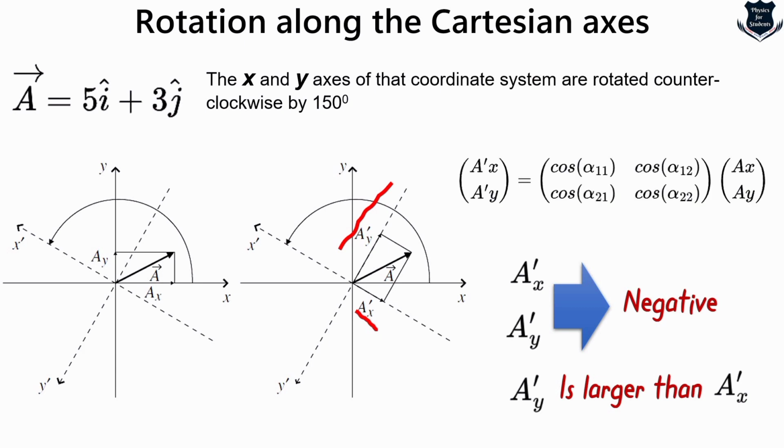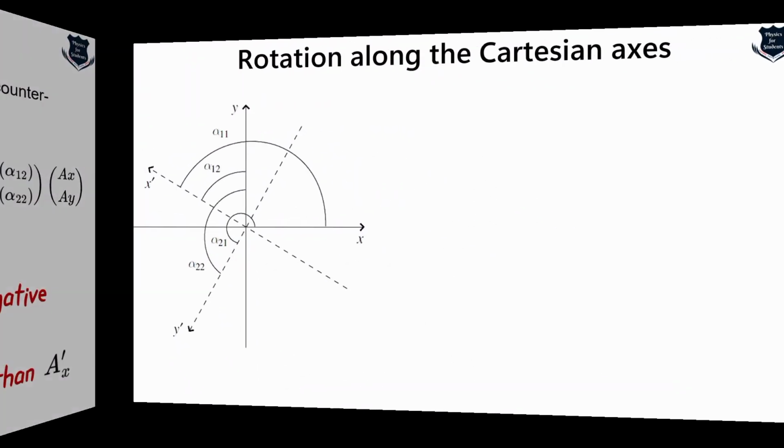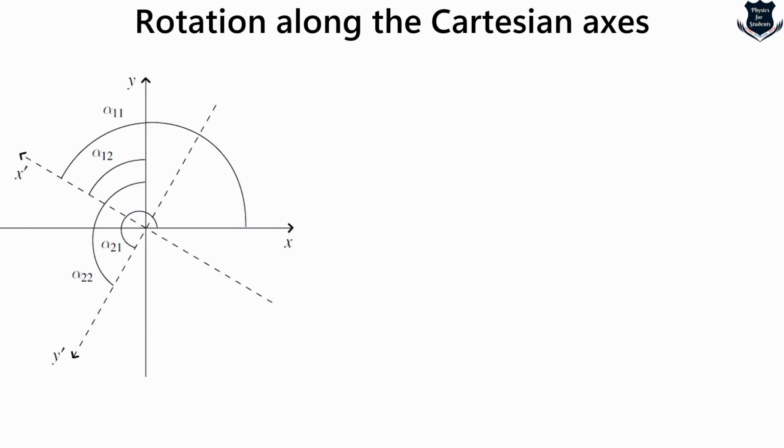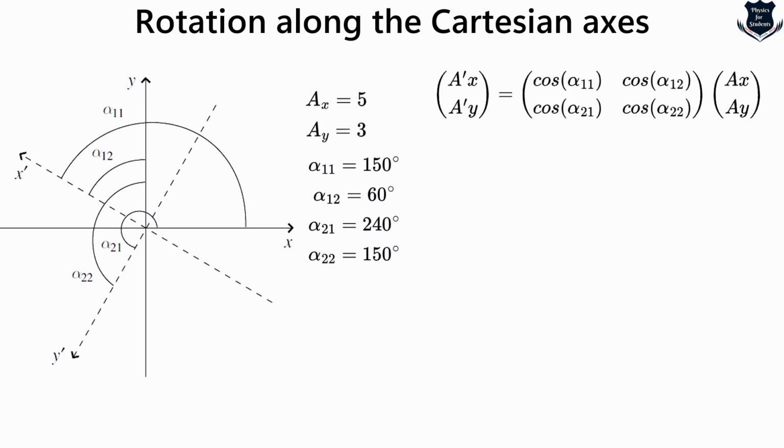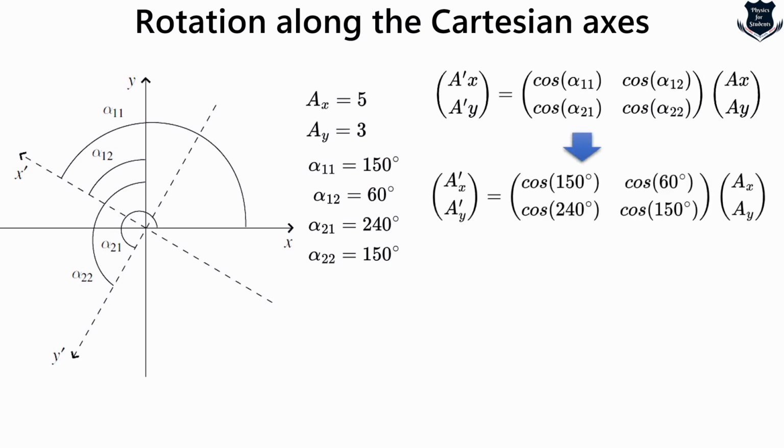Now this is the transformation equation that we have seen just now, and we are going to take this transformation equation further. I have plotted the relevant values. We take ax equal to 5, ay equal to 3, and use the angles 150, 240, 60 and 150 degrees. So from the original transformation equation, we get this one, simple, the left hand side and then the right hand side.